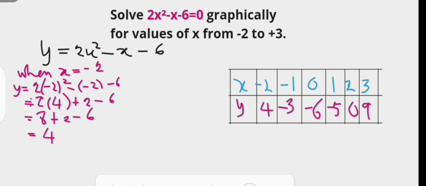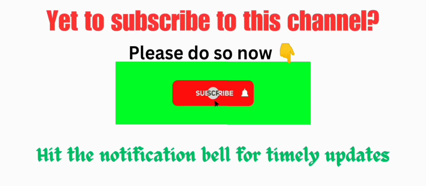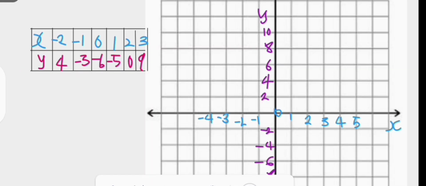Having done this, the next step is to plot these values as pairs of points onto the graph. But then, we need to choose a workable scale for the graph. Choosing a workable scale depends on the type of graph paper in use, and the values in the table. So here we have chosen on the x-axis each small square to represent 1 unit, while on the y-axis each small square represents 2 units. Let us start plotting the points.